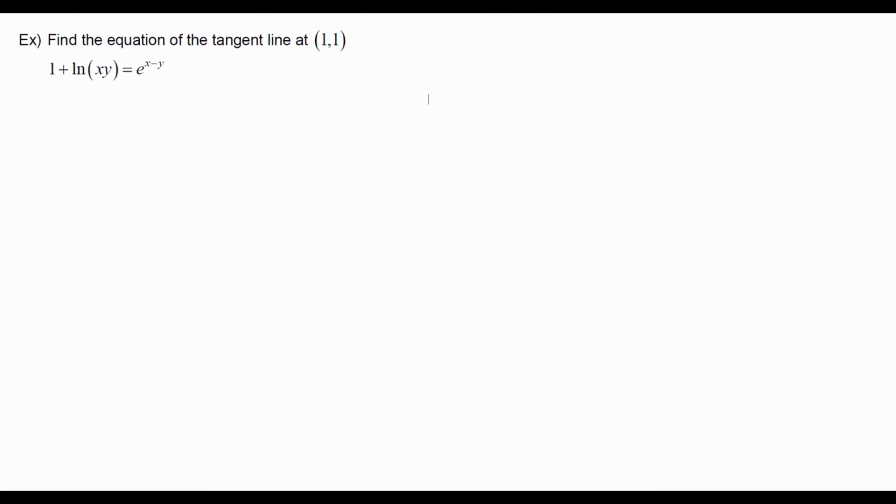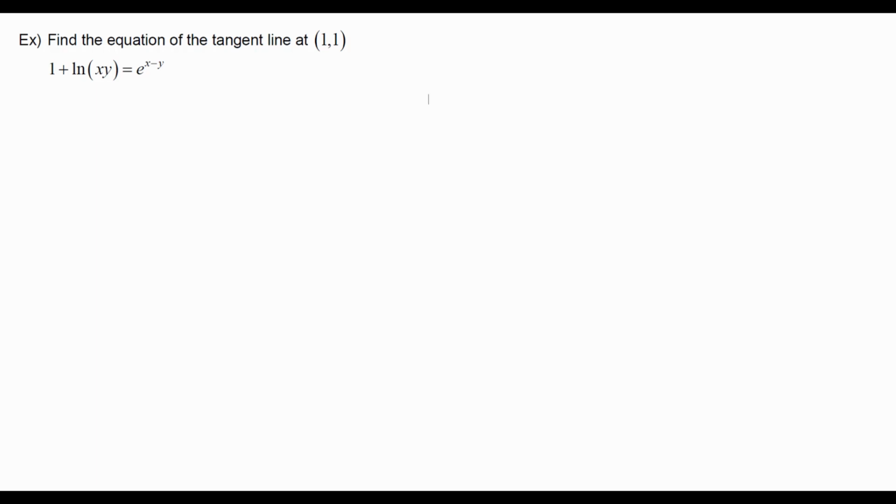Last problem. Find the equation of the tangent line at 1, 1 of 1 plus ln of xy equal e to the x minus y power. Whoa, this equation is not written explicitly. Do you see? Both left and right, I have a variable x and y, and I cannot solve it for y. So you're going to have to do implicit differentiation.